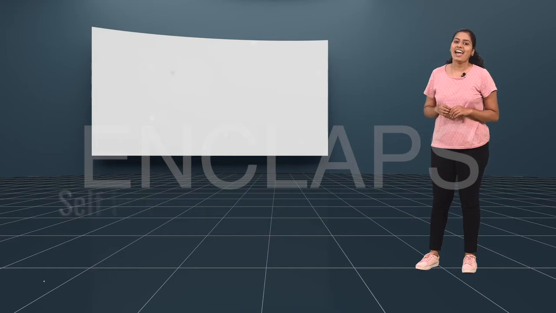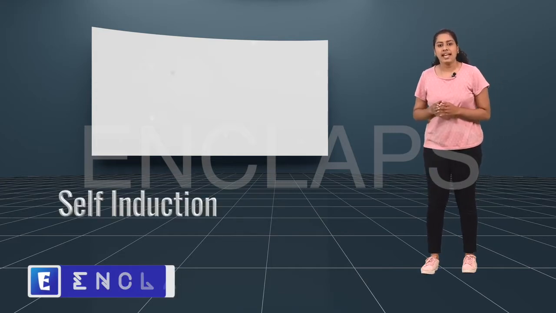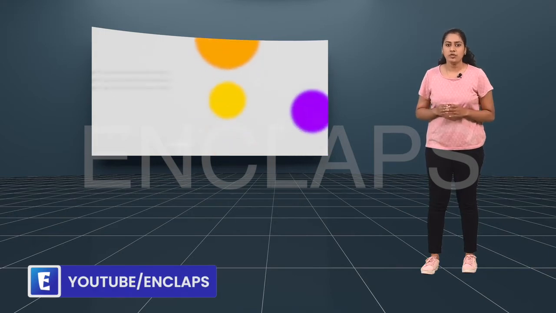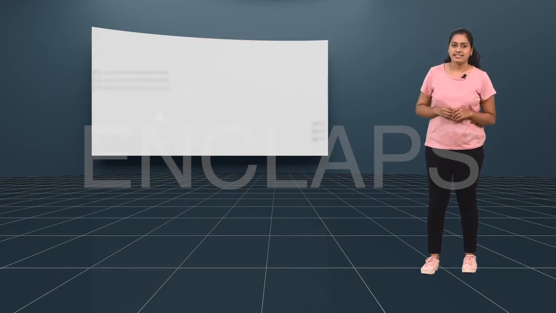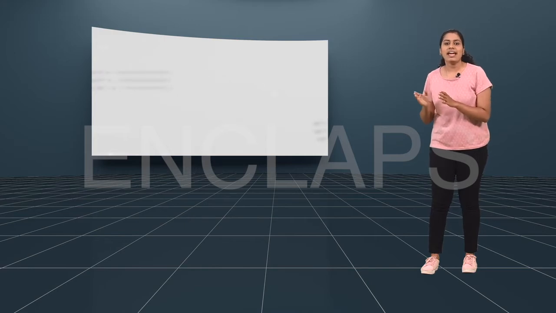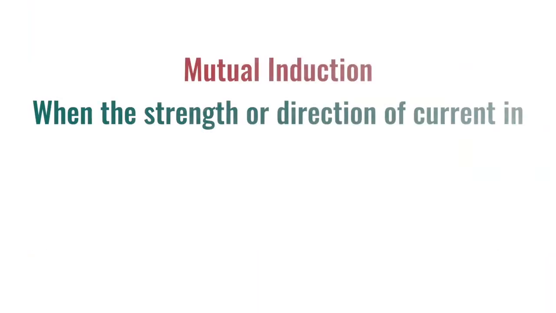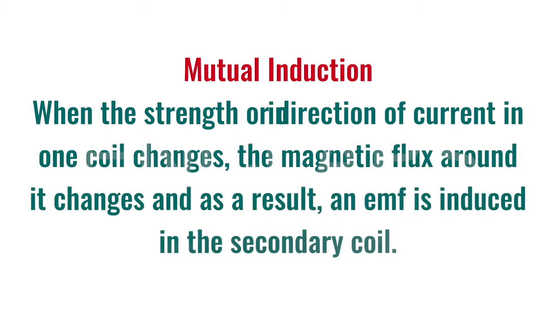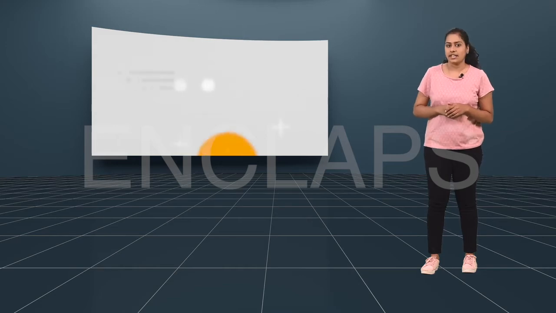It's that easy. Hi. Now, we are familiar with transformers and their working. Transformers work using the principle of mutual induction. What was mutual induction? Yes. When the strength or direction of current in one coil changes, the magnetic flux around it changes, and as a result, an EMF is induced in the secondary coil. That phenomenon is called mutual induction.